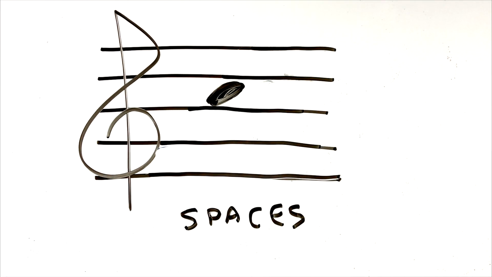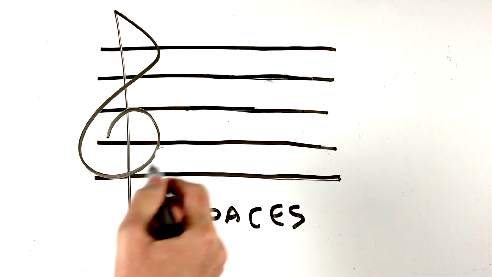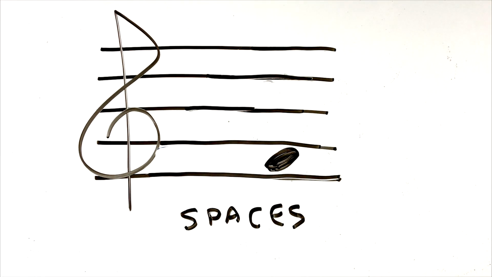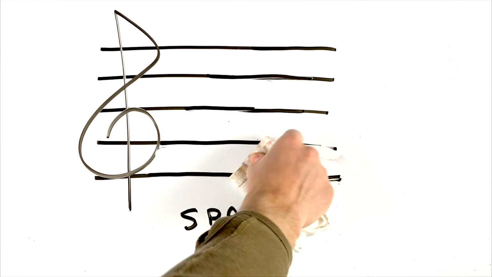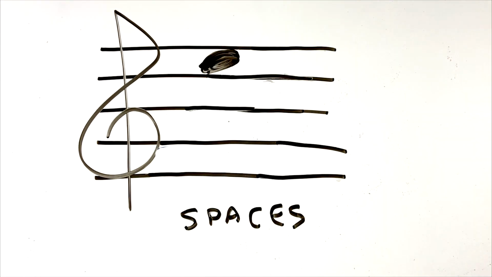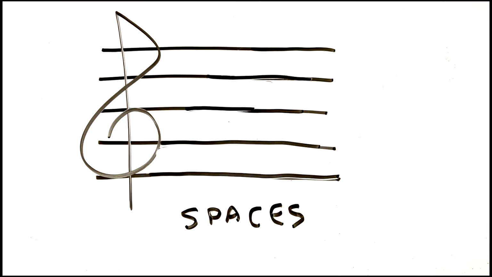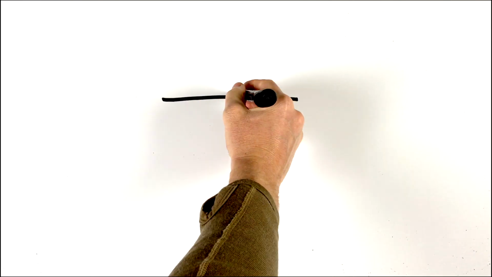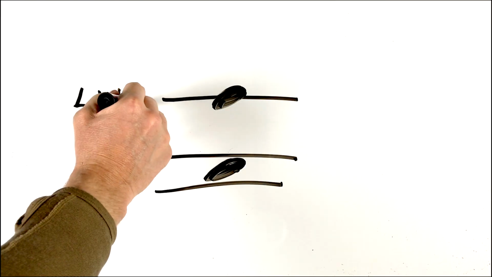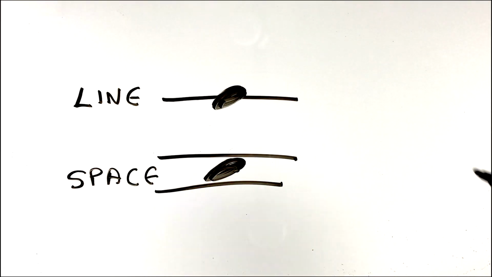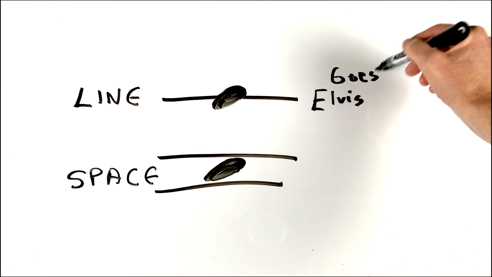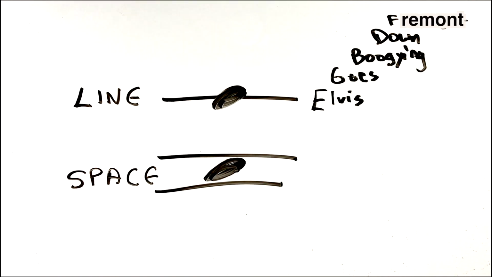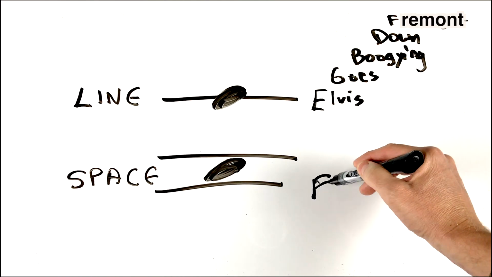Let's name some. There's C. And another. Oh, bottom one. That's F. And the top one, F-A-C-E. That's an E. And that's an A. So when you see notes, you have to decide, is it covering a line or covering a space? And for lines, just use Elvis Goes Boogieing Down Fremont. And for space, rhymes with face.